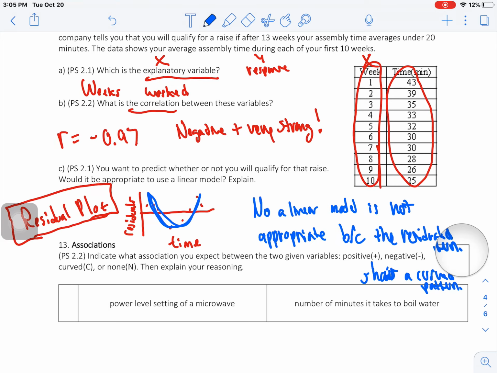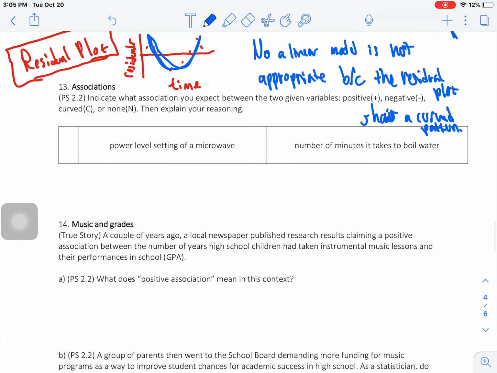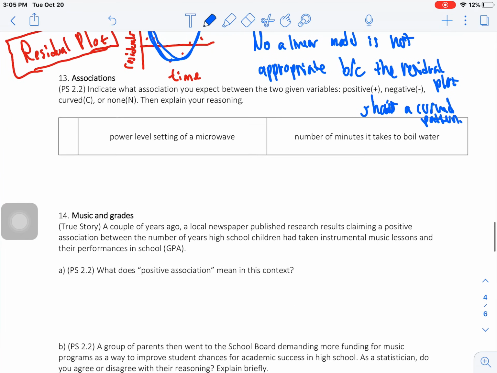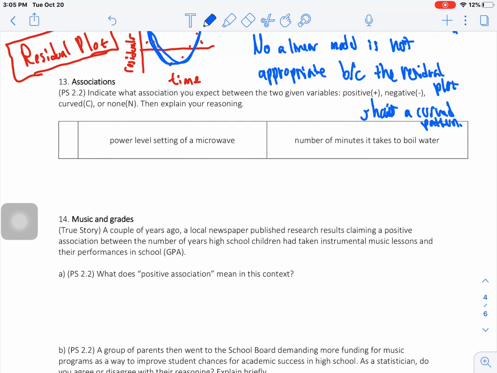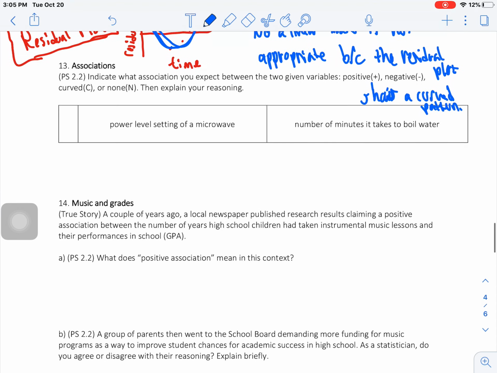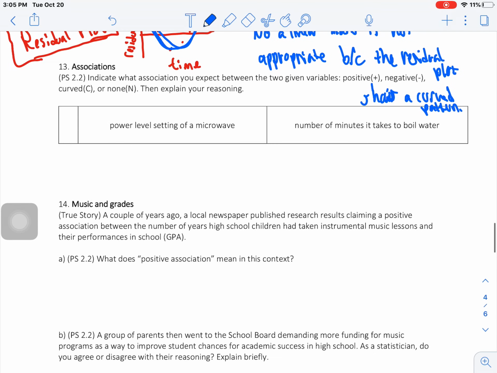Okay. Number 13. Number 13 says, indicate whether the association you expect between these two variables is positive, negative, curved, or none. Explain your reasoning. So the power level of a microwave, so how strong a microwave is, and the number of minutes it takes to boil water.